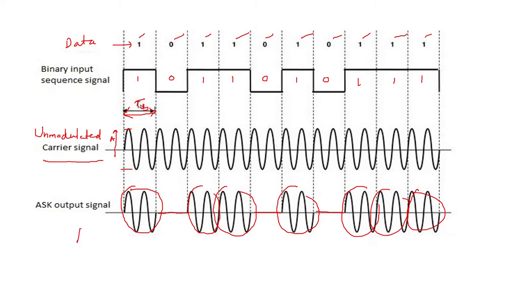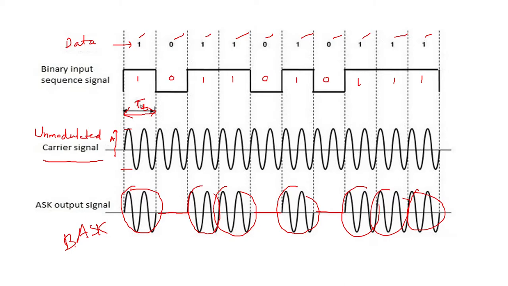This is your ASK waveform, which can also be called the binary ASK waveform. Now this is what is important. This waveform you have to draw whenever you define what is BASK, because a question in the exam can come as: describe the binary ASK with the help of waveforms.